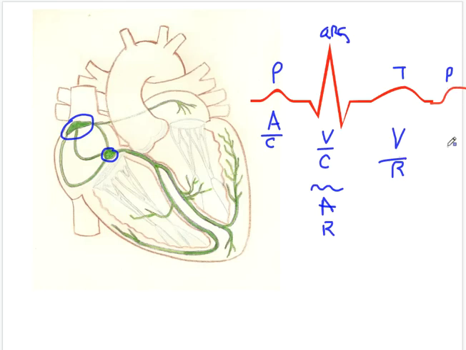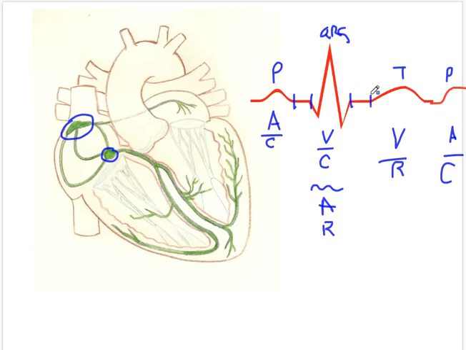Then the P wave will cause the atria to contract, and the whole thing then begins again. Okay, so hopefully that explains what's happening inside of that. Now, these different segments we had, so we had the PQ segment. Well, that just represents the amount of time between the atria and ventricles contracting. So it's just a time period between these events.